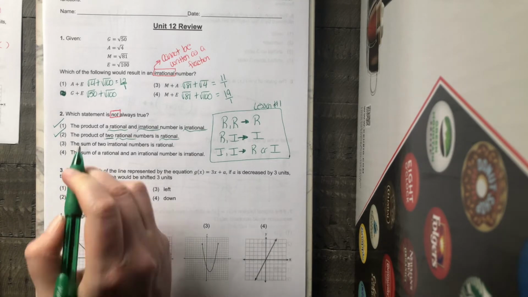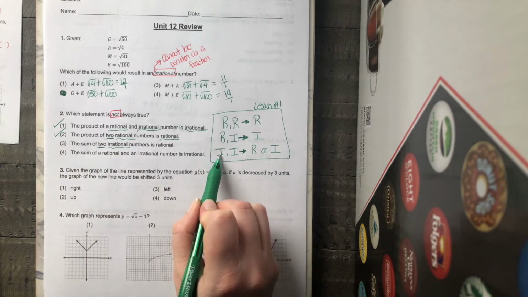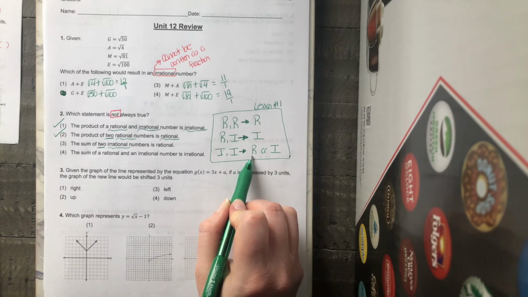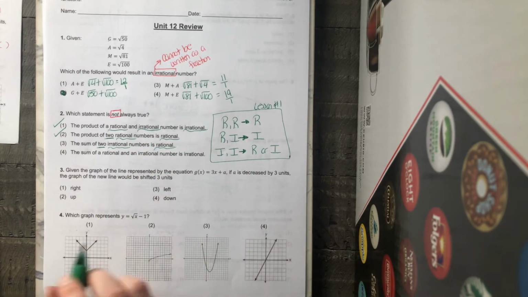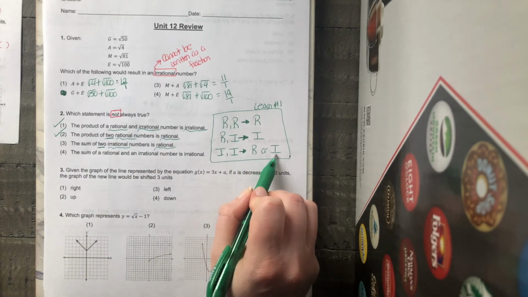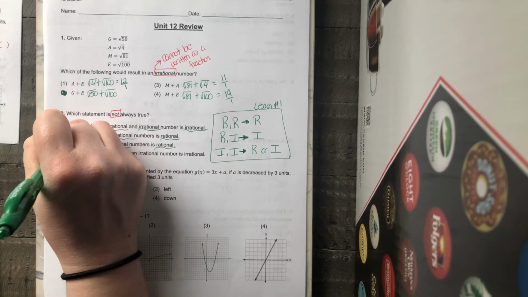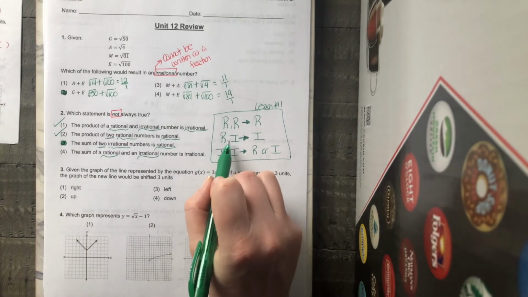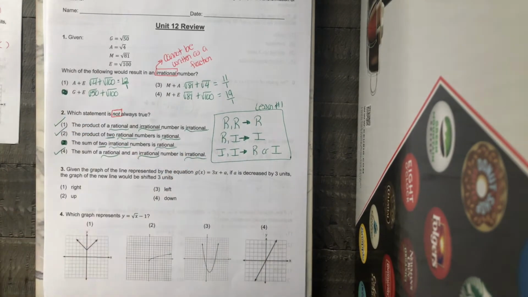Choice 3. If I add two irrationals, so I have two I's. Well, two I's can either be an I or it could be an R. Depends on the situation. This choice is saying the two I's is always rational, but that's not true. Sometimes it's rational, sometimes it's irrational. And I'm looking for what's not true, so it's choice 3. And just to double check, if I look at 4, it says rational and irrational, so R and I should give me an I, and that's what the choice is telling me. So again, that's true. I was looking for what's not true, which is choice 3.